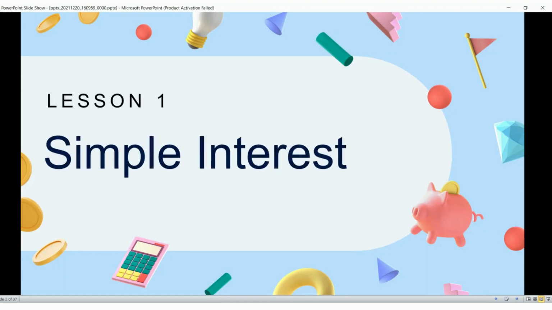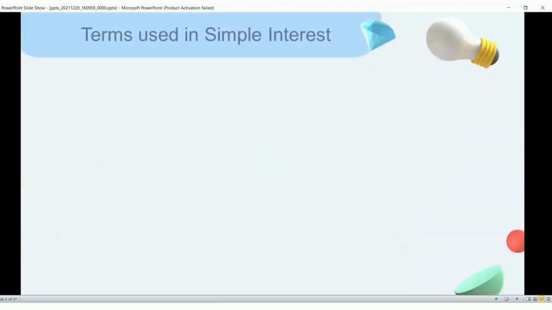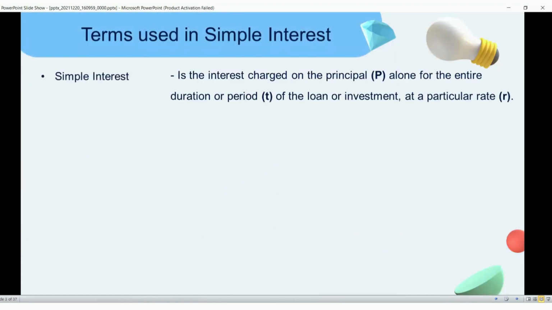Our first lesson is simple interest. Terminologies used in simple interest. Simple interest is the interest charged on the principal P alone for the entire duration or period T of the loan or investment at a particular rate. So yung simple interest, siya yung tubo or yung kikitain natin sa principal P na ininvest or binarrowed at a duration or period at a particular rate.